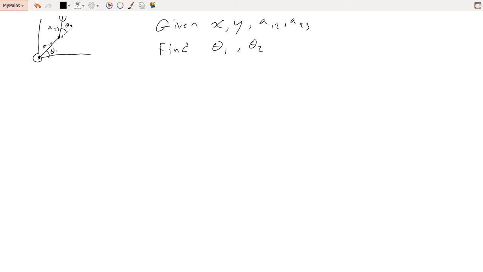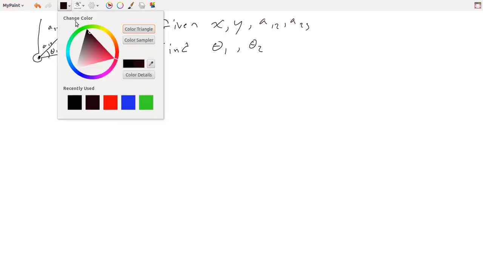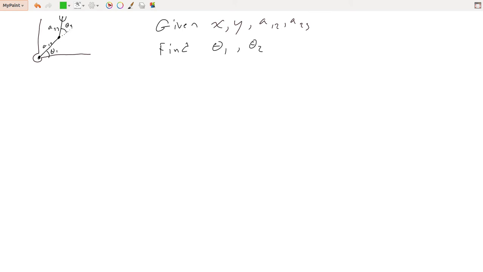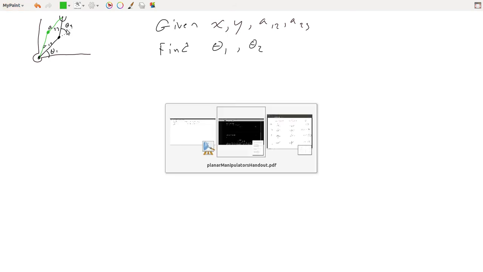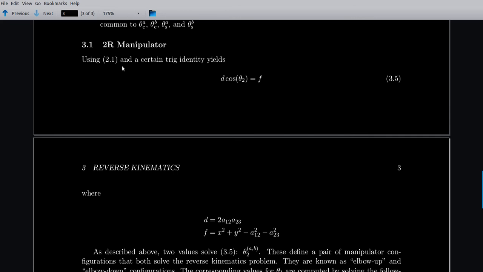So here we have the elbow down configuration. And I'm trying to draw the elbow up configuration. So this would be the elbow up configuration. So you see there are two separate configurations that can both get the end effector at the same point. Okay. We will step through the solution given here.